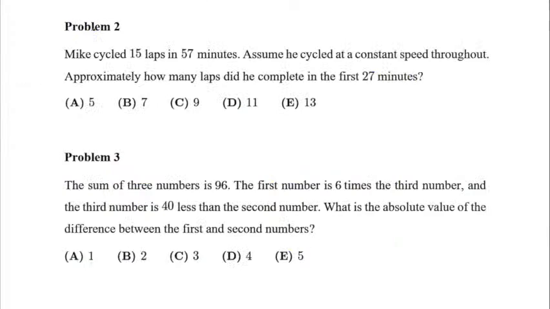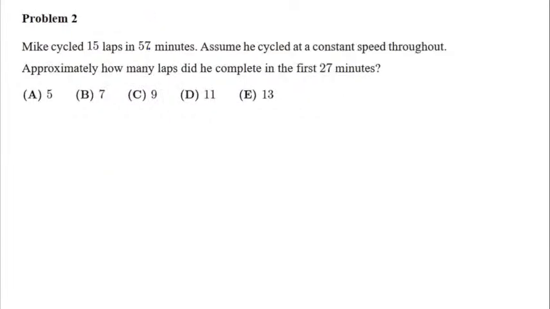Let's solve the second problem, problem number two of AMC 10A 2022. Mike cycled 15 laps in 57 minutes. Assume he cycled at a constant speed throughout, approximately how many laps did he complete in the first 27 minutes? For these types of problems with time, speed, and constant speed especially, you should know a formula. The speed equals distance over time. Why? Because, for example, you say meter per hour. So, distance over time.